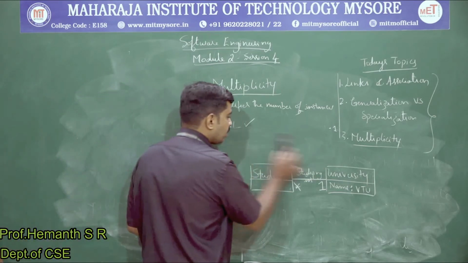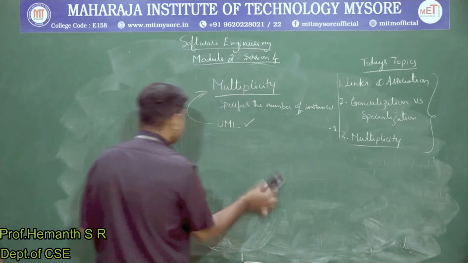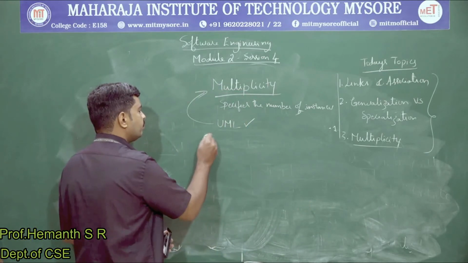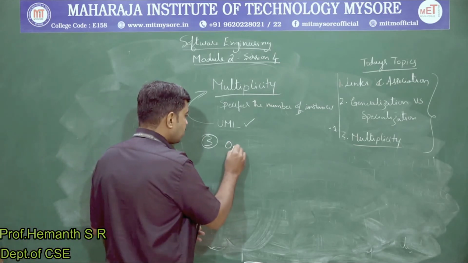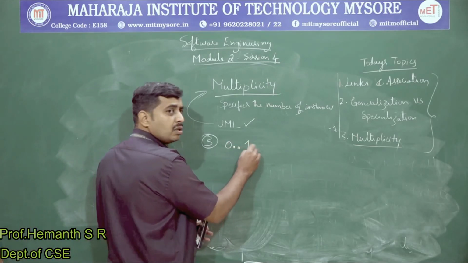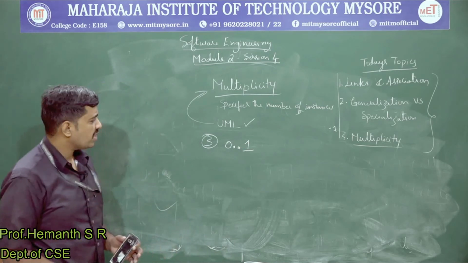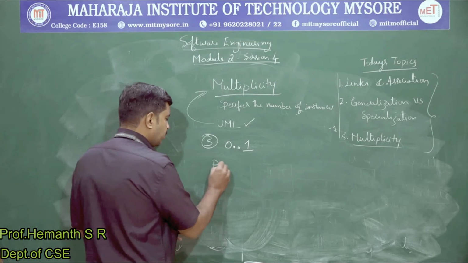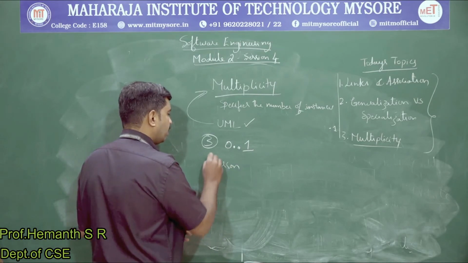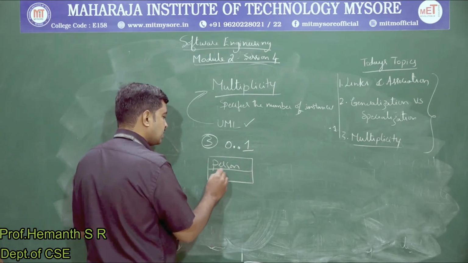A third way of doing it, third representation, third notation in multiplicity, I can write like this: 0, 1. What does it mean? Okay, I'll go to an example so that we do not confuse with what exactly is this.